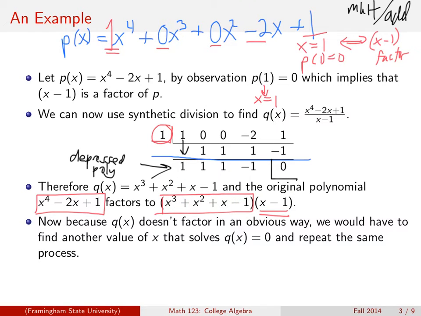We would list our coefficients of 1, 1, 1, negative 1. We'd find a 0 or solution. It might be 1, but it will probably be something different. And then we could break it down further and further, finding zeros and multiplying and adding after bringing down to do the synthetic division process to break things down further.